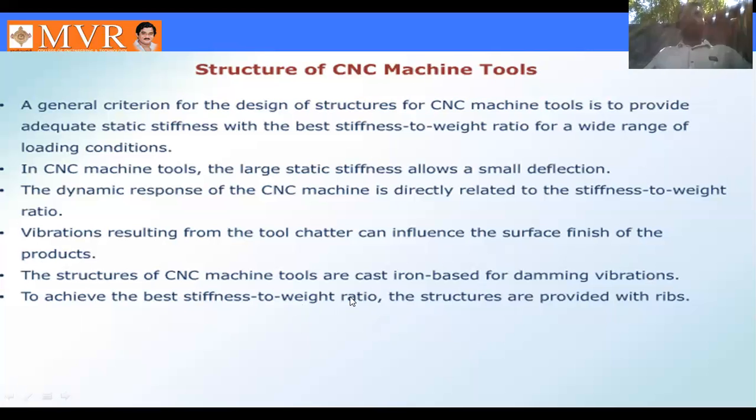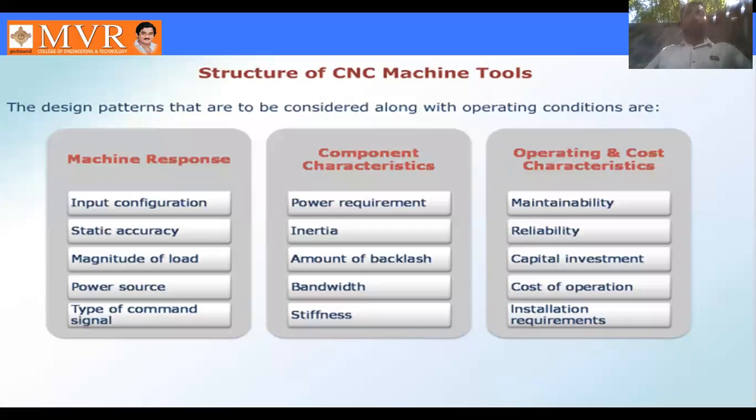Another point: structure of CNC machine tools. The design patterns to be considered along with the operating conditions are, first, machine response; second, component characteristics; third, operating and cost characteristics. These are the design patterns to be considered along with the operating conditions.